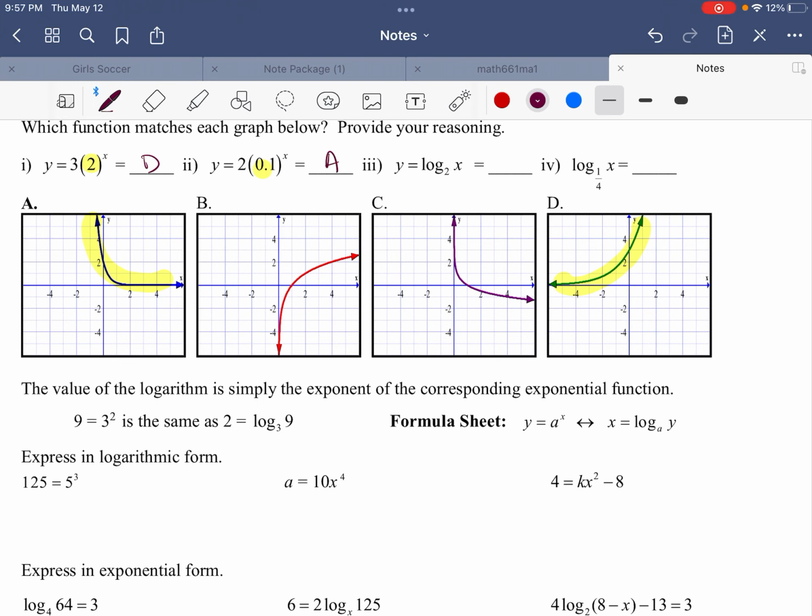And then we have two logarithmic functions here. We've got log base 2 of x, and we've got log base 1/4. So the number that's bigger than 1 is going to be our growth. So that's got to be B. And the base that is less than 1 is decay. So that's got to be C.